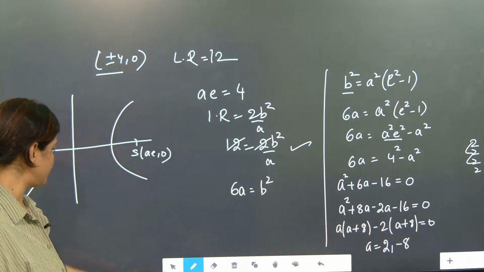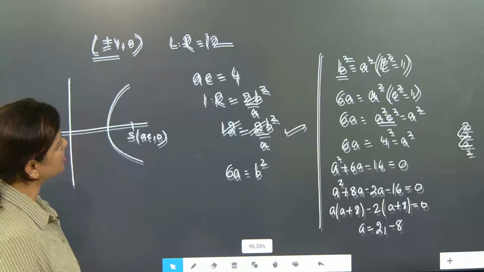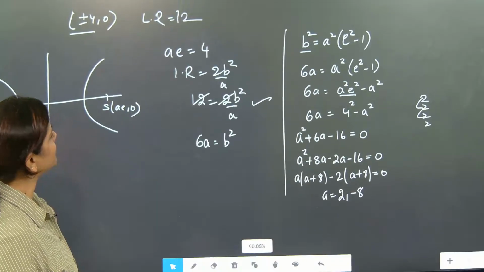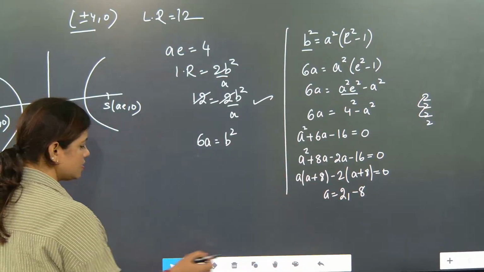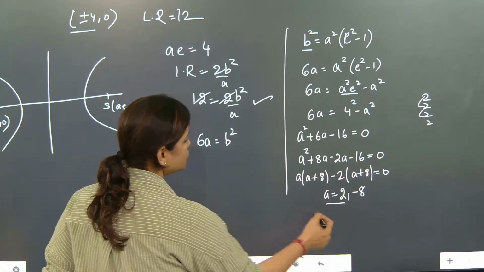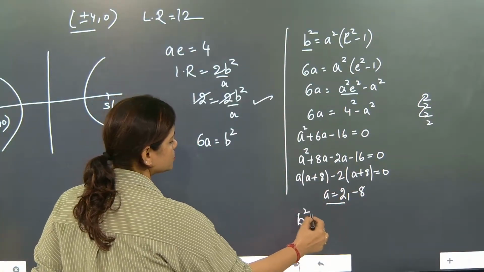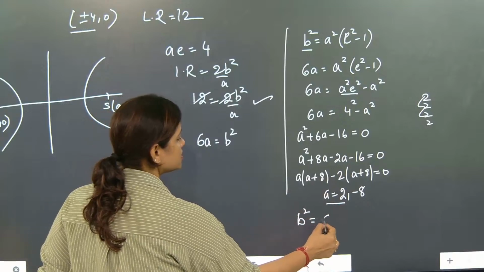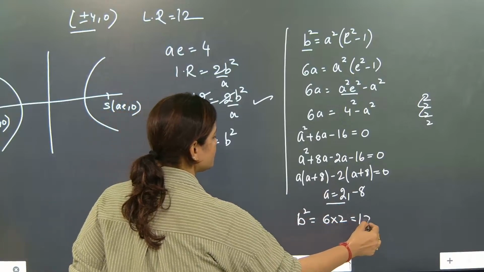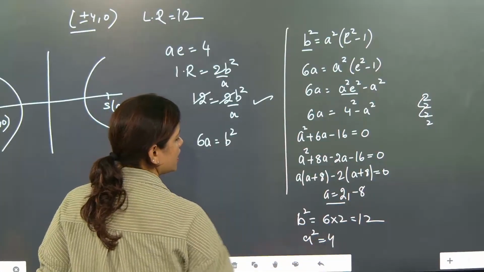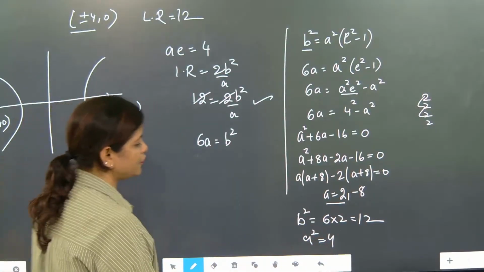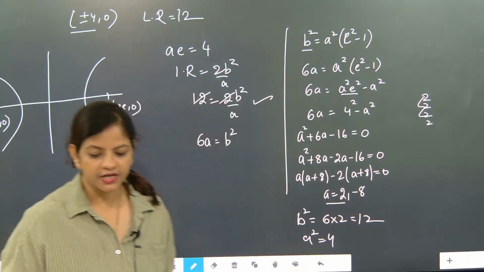So the vertex point will definitely be shifting here and there. So when A is exactly 2, then what will be B? Check this one out. If A is 2, then B square will be equal to 6 into 2, 12. That's it. So A square is coming as 4 and B square is coming as 12. Checked.